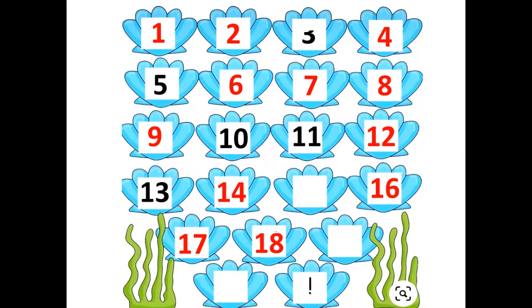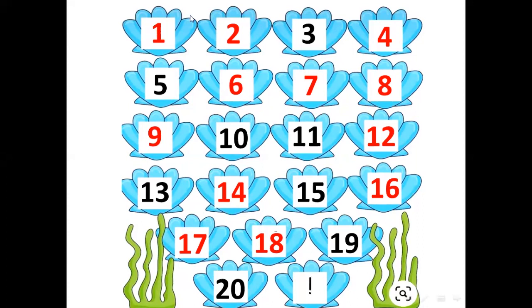13, 14. And what comes here? 15, 16. And after 16, 17, 18. After 18, 19. And here's 20. So now we're counting number by number. You see, I count 1, 2, 3, number after number.